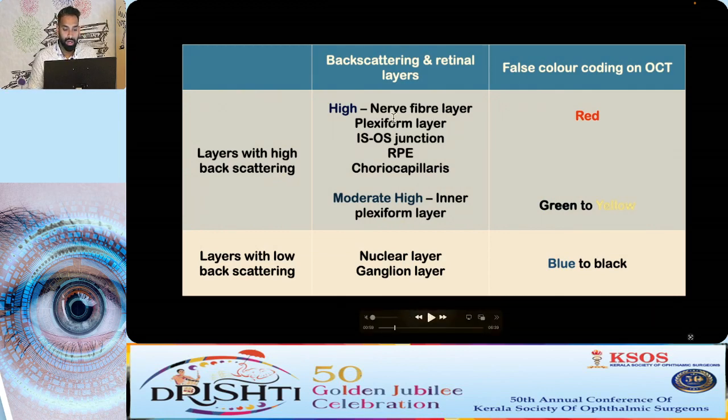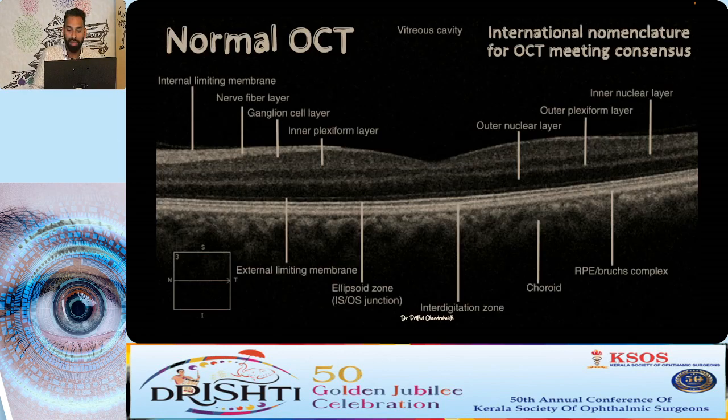So high reflectivity you should get red, moderate high you should get green or yellow, and the hyperreflective is going to be blue or black. So when you see another false-colored OCT, you should know which one is what. Here you can see this is the left eye, because the nasal fibers are coming on this side. This is how you identify which eye.